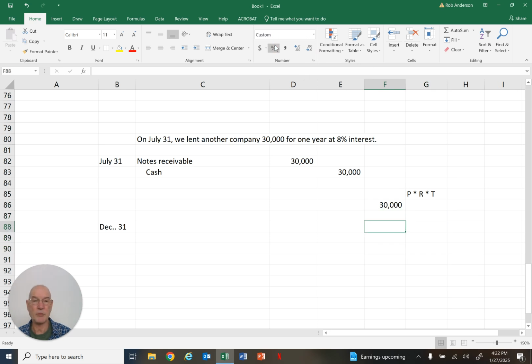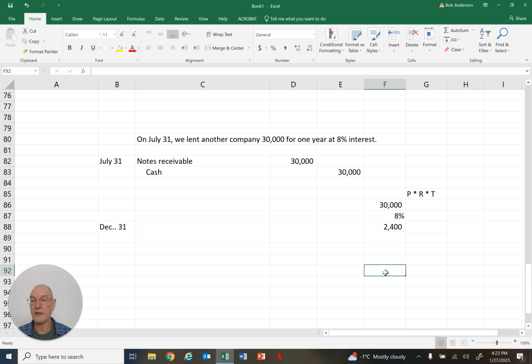Now the rate is 8%. So you could use 8% or you could use 0.08. It really doesn't matter, whatever you're comfortable with, but I just formatted this as a percent, so I'm going to use 8%. So when I multiply principal times rate, I get that times that. Now notice that $2,400 is interest for a full year because 8% is the rate for a full year. So there are a couple of ways of calculating the portion from July 31 to December 31.